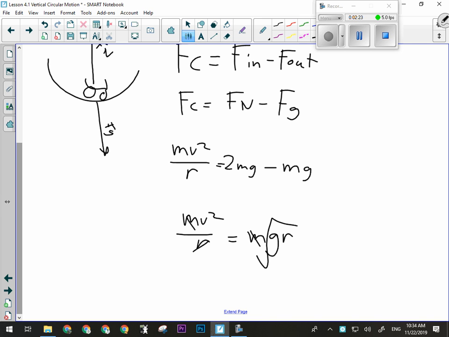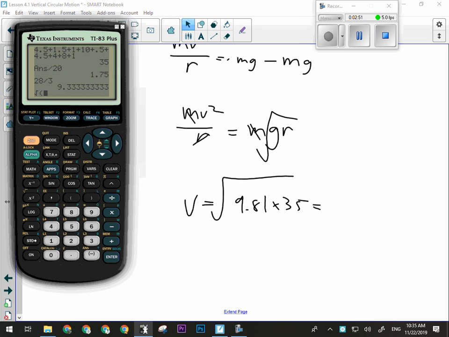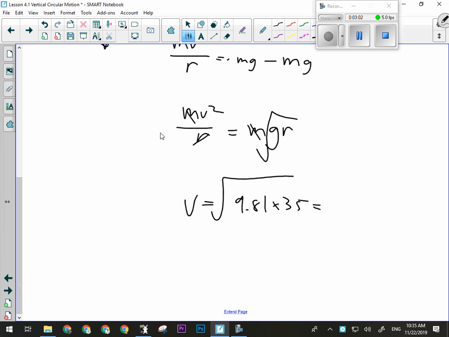Now, if this said they feel 3 times heavier, then this wouldn't be g r, it would be 2 g r. Yeah, exactly, because this would be 3 mg minus mg, and we would have 2 mg left over. All right, so when we do that, v will equal the square root of 9.81 times the radius of this circle, which was 35 meters. So the speed has to be 18, actually it'll be 19 because we only have 2 significant figures, 19 meters per second.